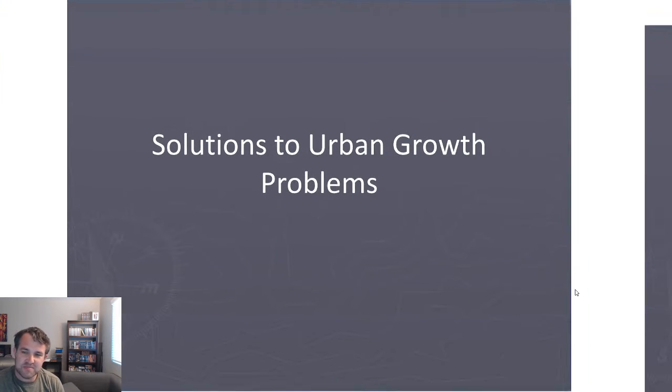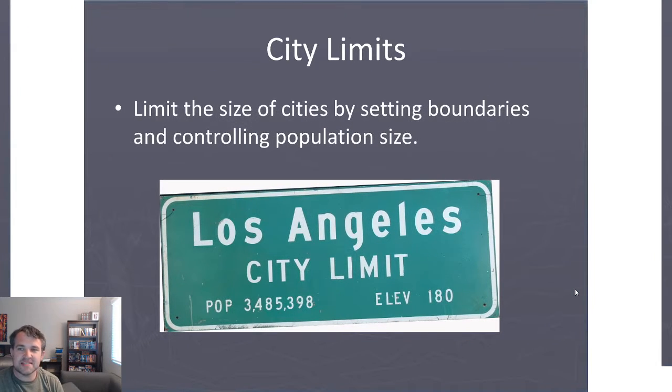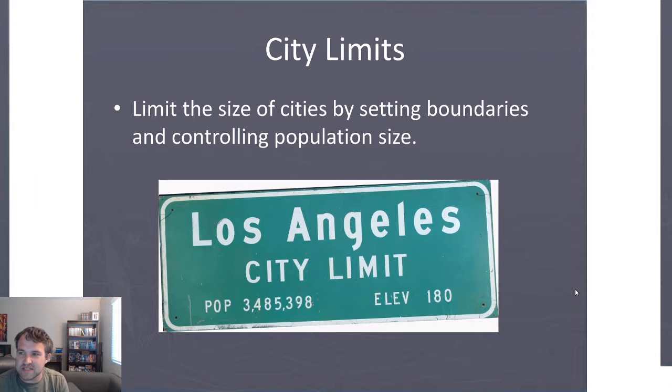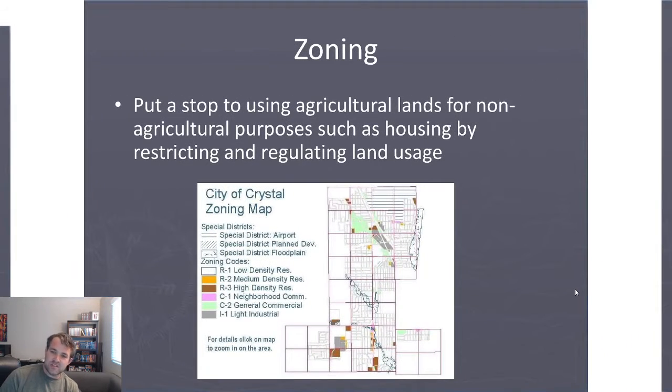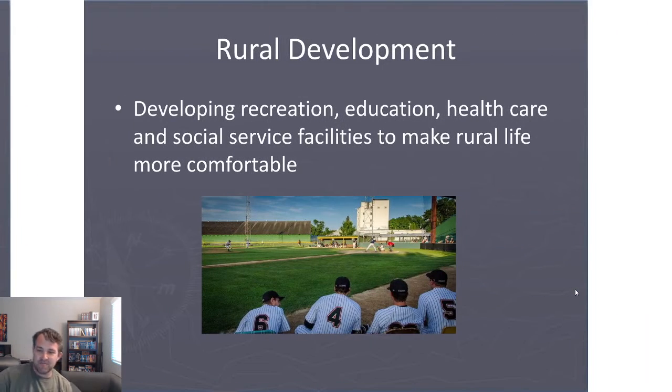All right, so let's look at some solutions here. So limit the size of cities, set boundaries, control the size, and then always build up instead of building out. And that's something we continually talk about. Zoning, yep, put a stop to using agricultural lands for non-agricultural purposes, because more and more our cities are taking over land that's supposed to be for agriculture, and if we didn't keep taking over that land, then we could have more land for our animal friends. So there you go.